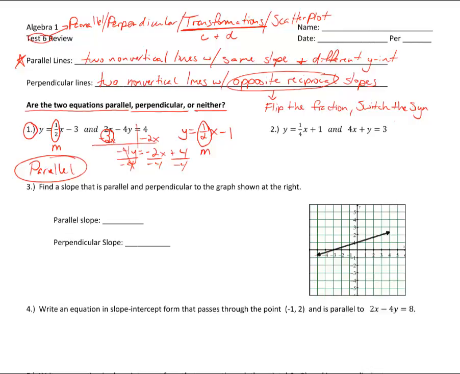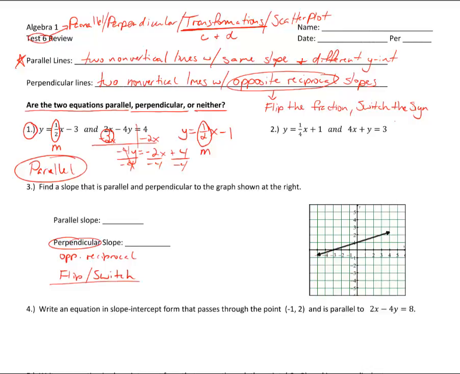Number 3 here: find a slope that is parallel and perpendicular to the graph shown at the right. Let me do parallel with you, and you can do perpendicular. As long as you know that perpendicular is opposite reciprocal, and you know how to flip and switch to get that number, you'll be okay.